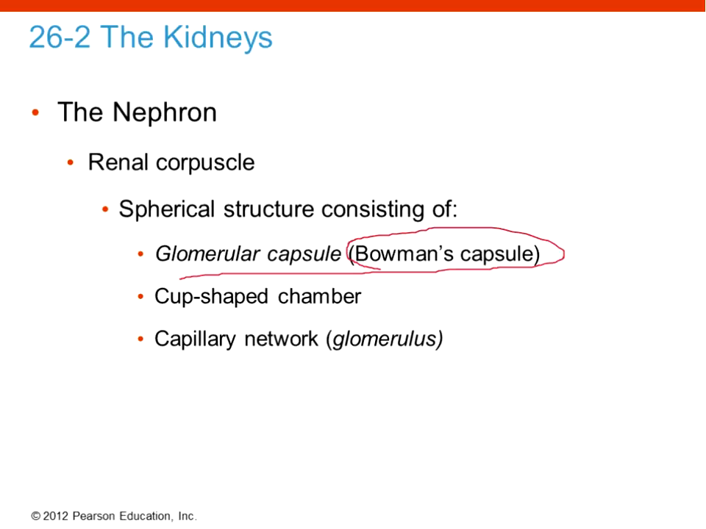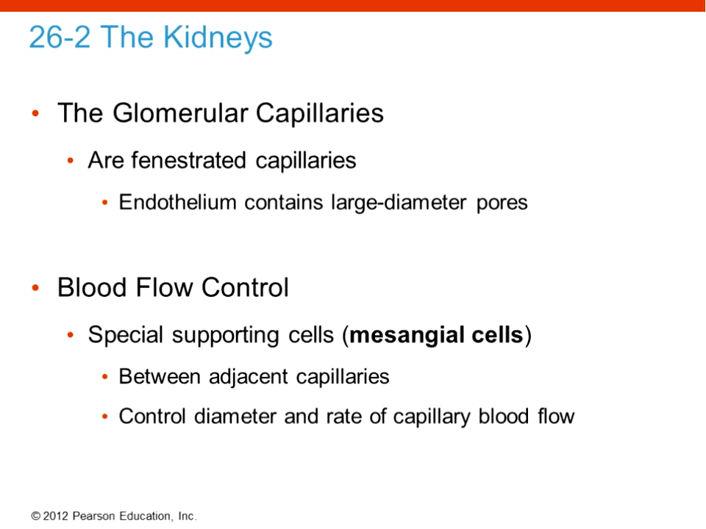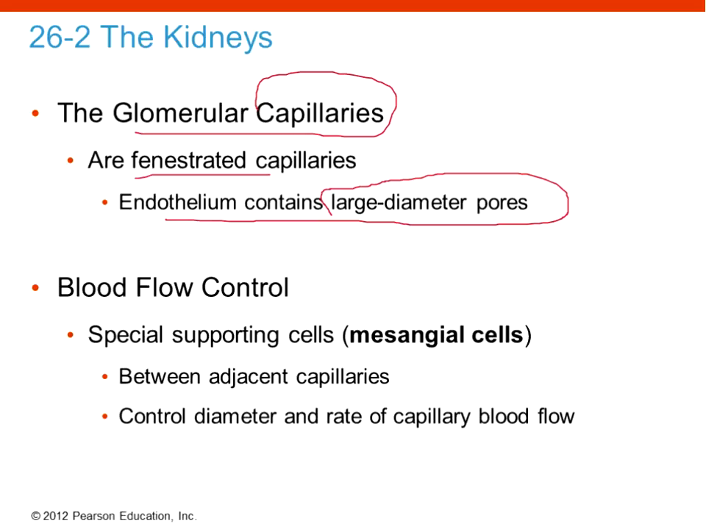It has this glomerular capsule or Bowman's capsule, which is a chamber where you can see filtration occurring, basically made of capillaries. And so the glomerulus is these 50 intertwining capillaries and ultimately drains from an afferent arteriole into this section, leaves via efferent arteriole, or it returns to the venous system. But this glomerular structure is really important because these glomerular capillaries are fenestrated. Fenestrations, right, means openings, and it contains pores, right, or openings that allow for the formation of the filtrate.